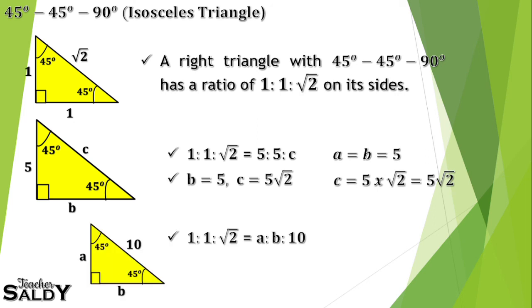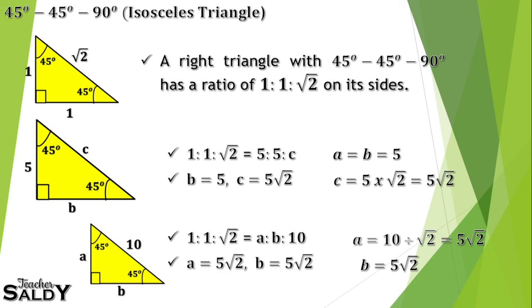How about if the hypotenuse is given? So all you need to do is to divide the hypotenuse by its ratio. So 1 is to 1 is to square root of 2 is equal to A is to B is to 10. So again, A or B is equal to 10 divided by square root of 2. So you get 5 square root of 2. Since A is equal to B, B is also 5 square root of 2. That is why we get A as 5 square root of 2 and B is 5 square root of 2.